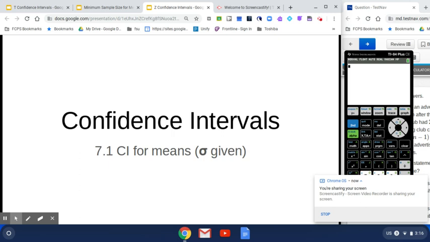Today we're going to be learning about confidence intervals. This is Chapter 7, Section 1, and specifically we're going to be calculating confidence intervals for means today when the population standard deviation, sigma, is given.